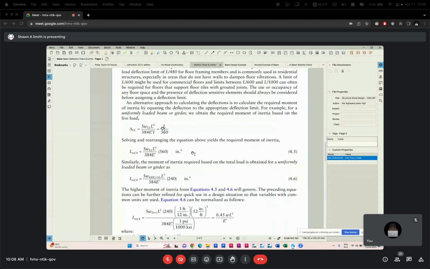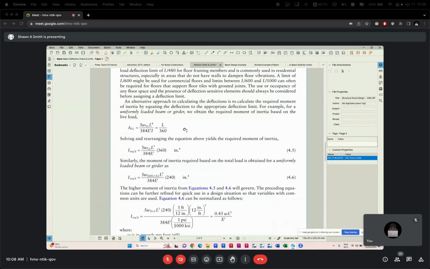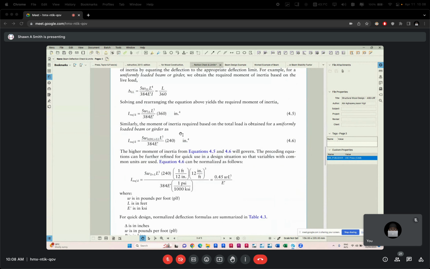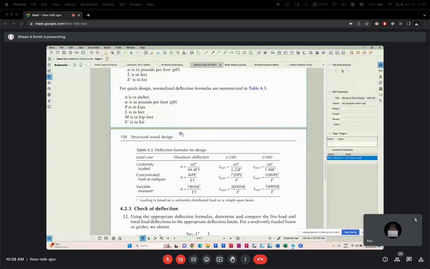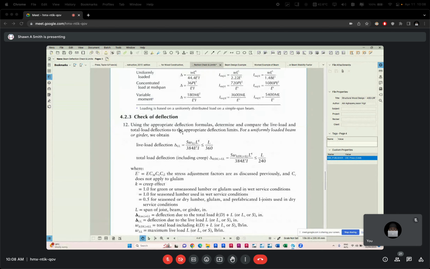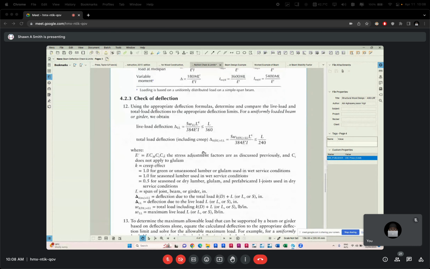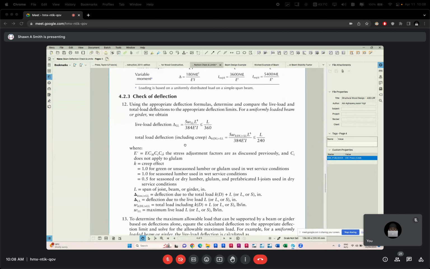Yes, sir. All right, so it says here, there's an alternative method of calculating deflection, and that is really to use the required moment of inertia. We won't be getting into all that. We want to use the basic formula to check your deflection. All right? So these come down to these two.